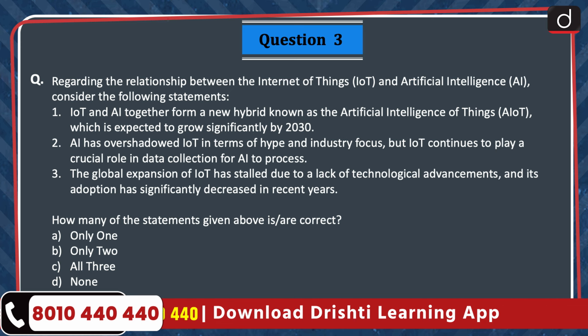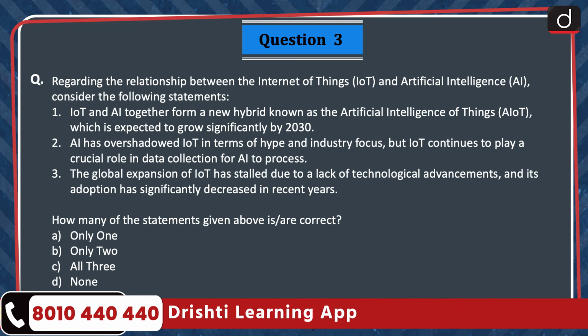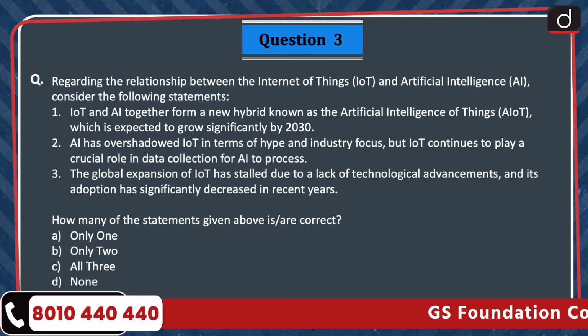3. The global expansion of IoT has stalled due to a lack of technological advancements and its adoption has significantly decreased in recent years. How many of the statements given above are correct? Only one, only two, all three, or none? The correct answer is option B, only two.